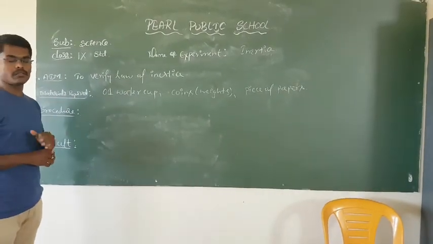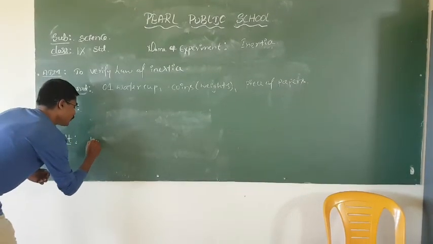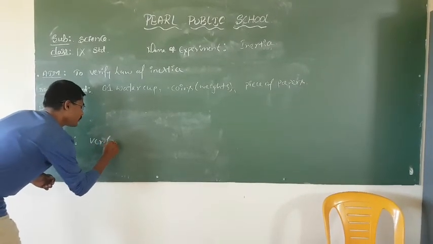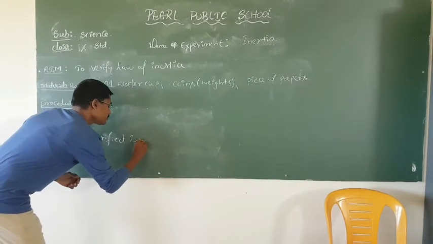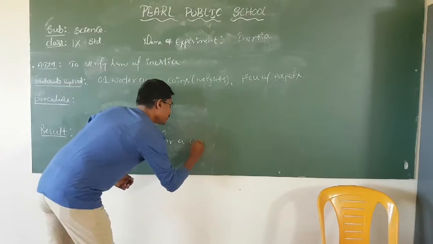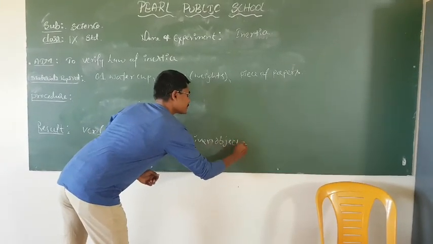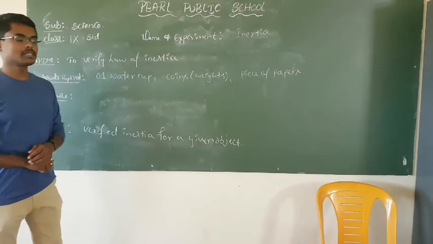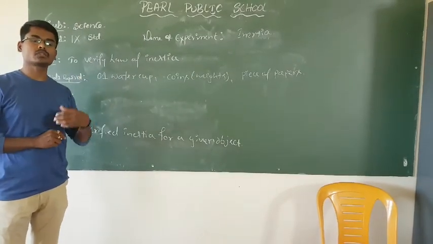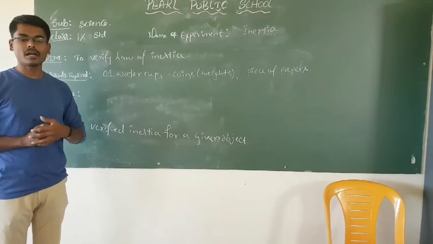By doing this, we are going to conclude that we verified inertia for a given object. Like this, by taking so many things, we are going to conclude the presence of inertia for an object.